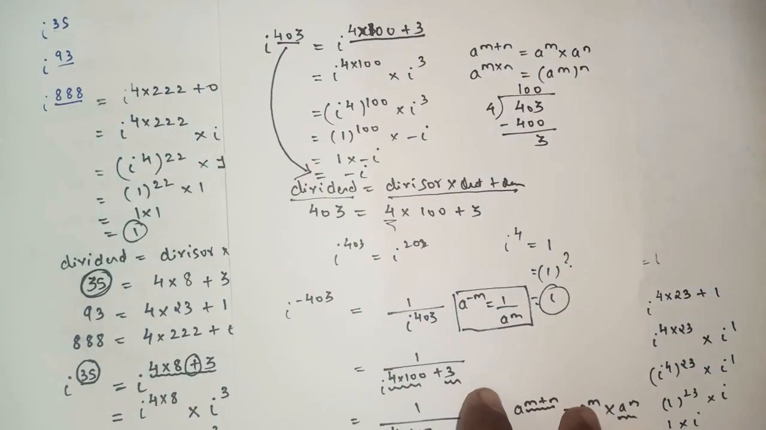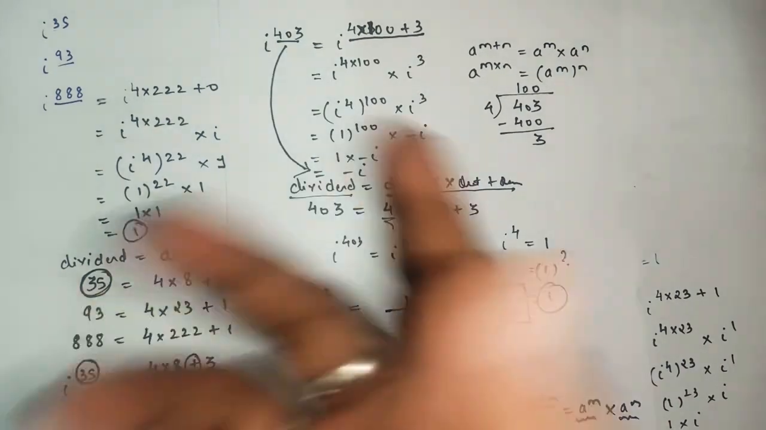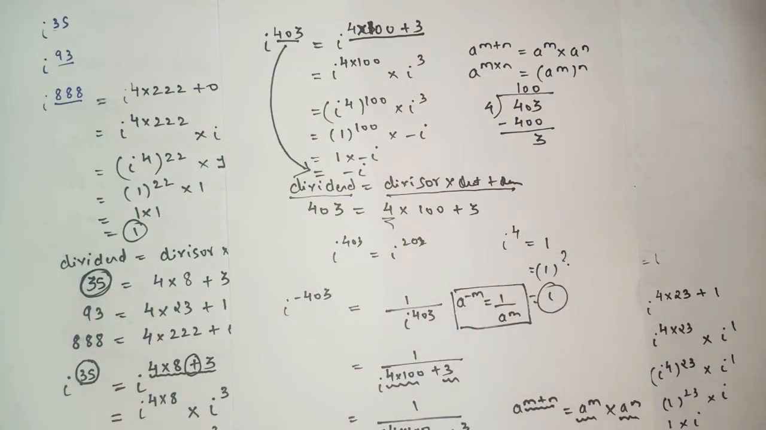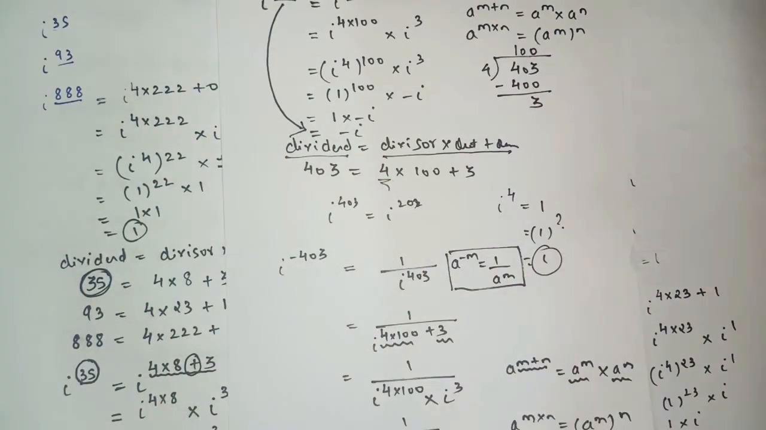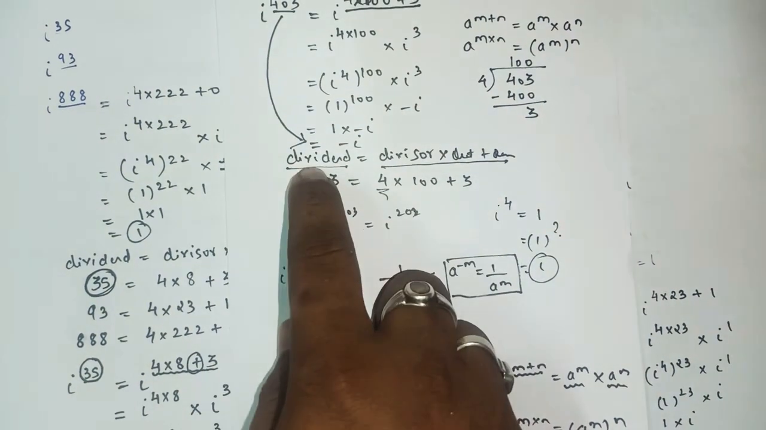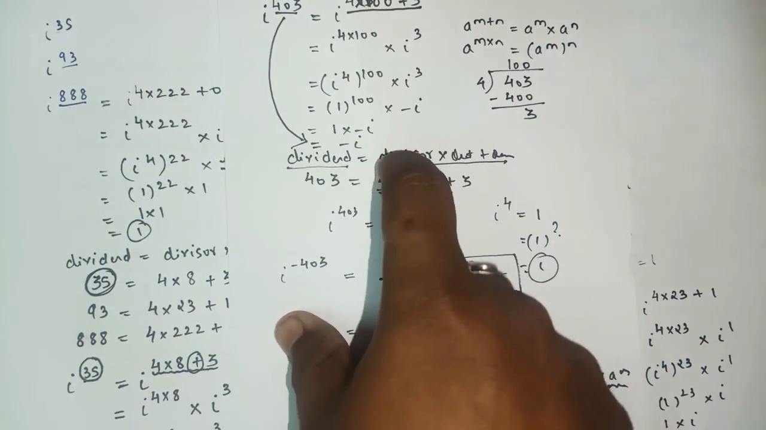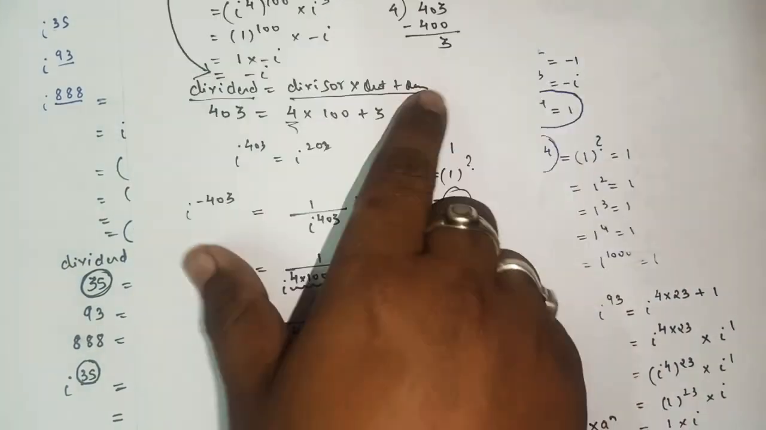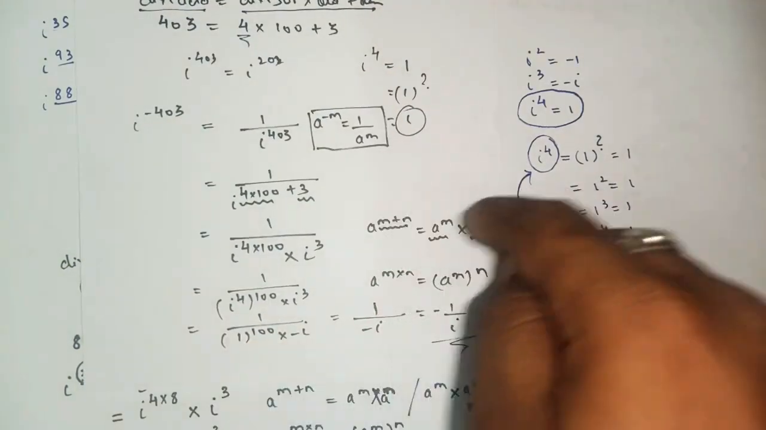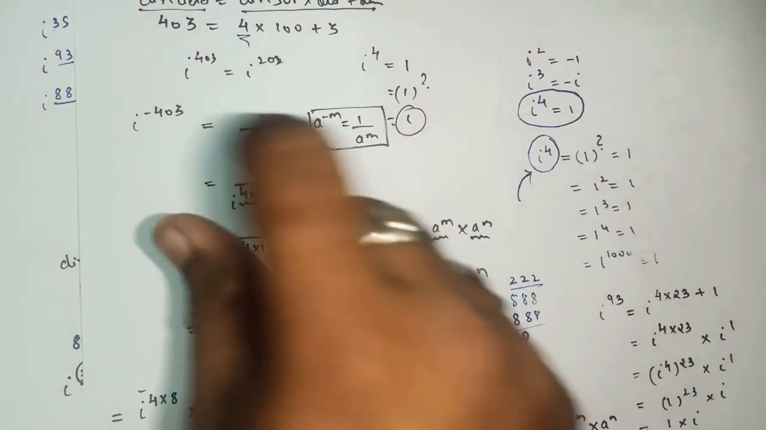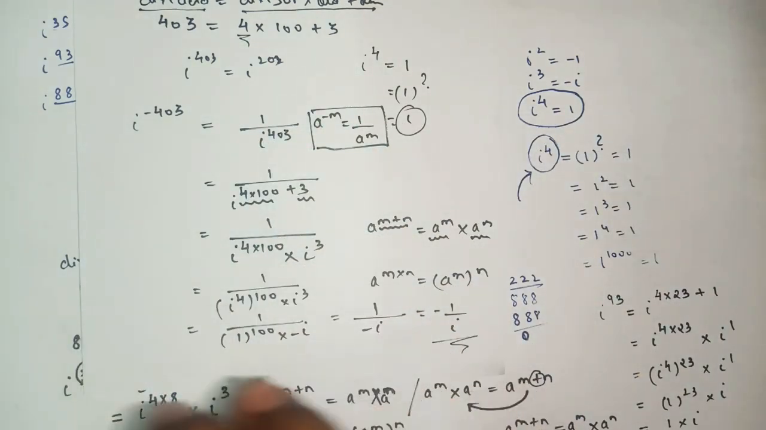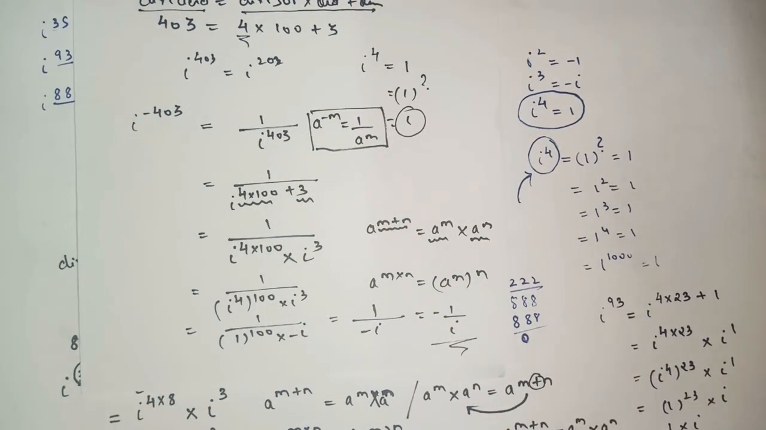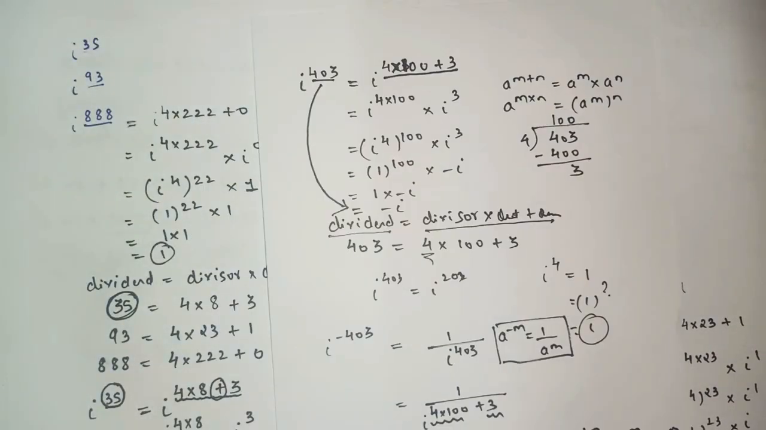In this way you can find your answer, whether the number is 35, 93, 800, or more than 1000. Always take the fixed divisor as 4, break the number using the formula dividend equals divisor into quotient plus remainder, and simply apply the basic indices formula, split, split, and you will get your answer. I hope you all understood this method.